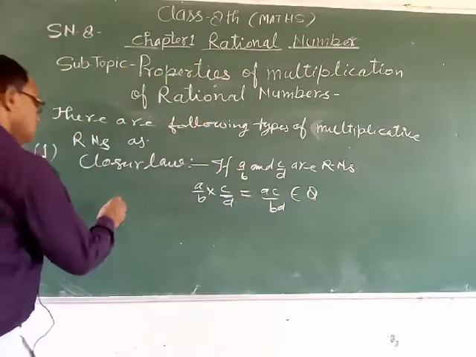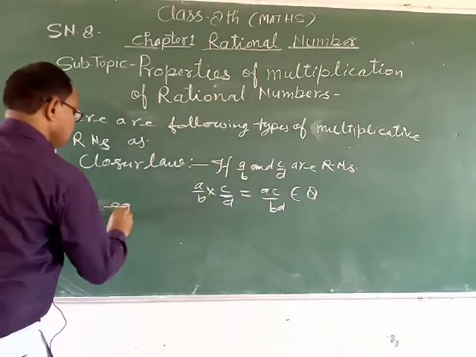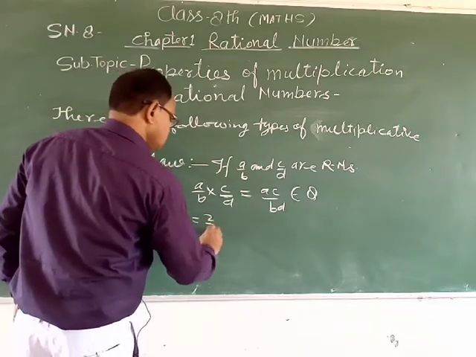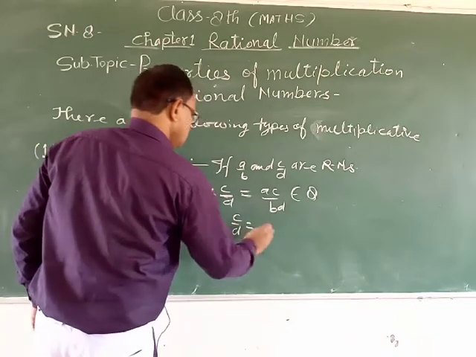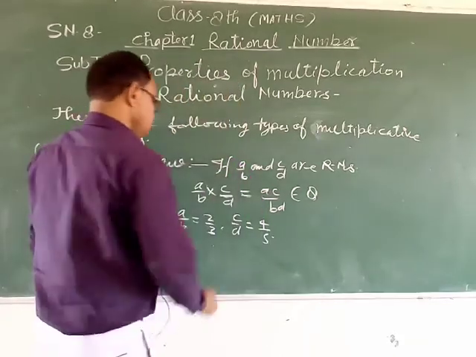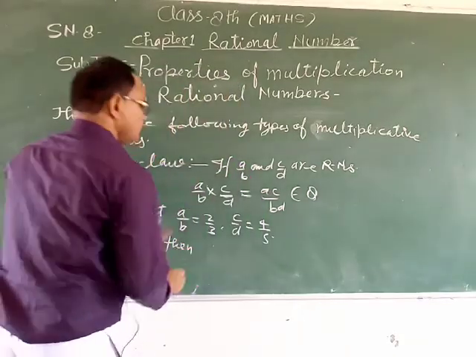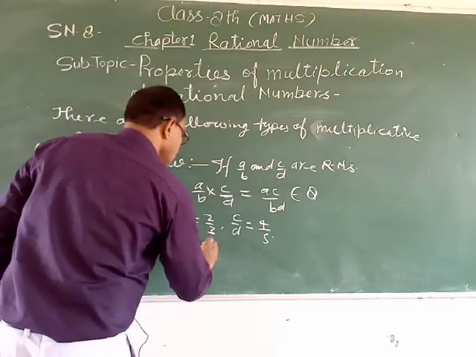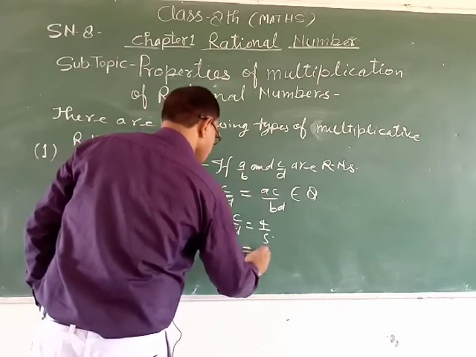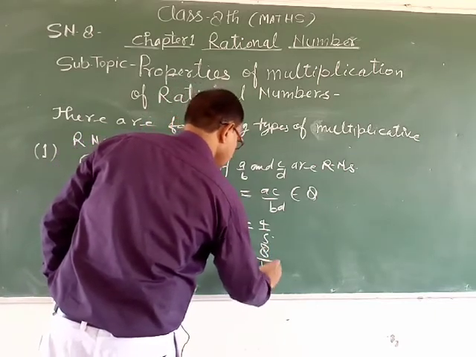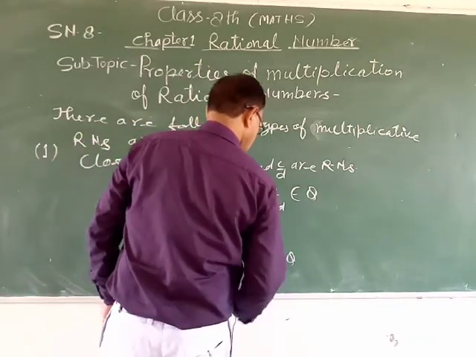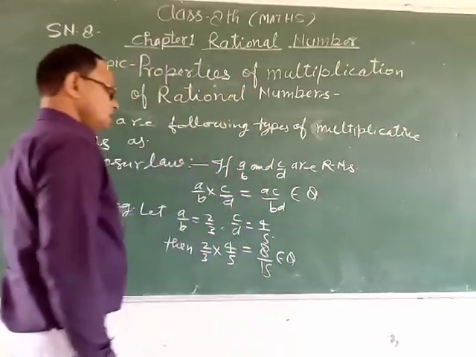Okay, then here an example. Let A by B is equal to 2 by 3 and C by D is equal to 4 by 5. Then according to this, 2 by 3 into 4 by 5 is equal to 8 by 15 belonging to Q, or 8 by 15 is a rational number.